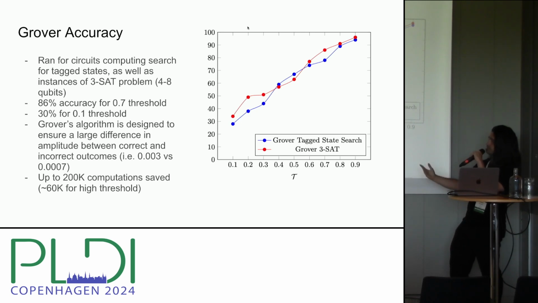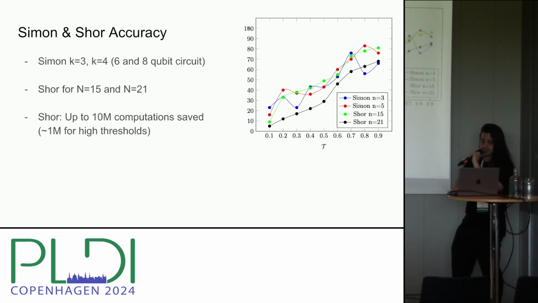And for an 8-qubit three-SAT problem, we were able to save up to 200,000 computations for low thresholds and 60,000 for high thresholds like 0.9. We also tested this on Simon and Shor.